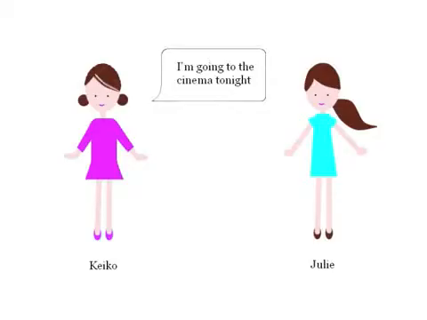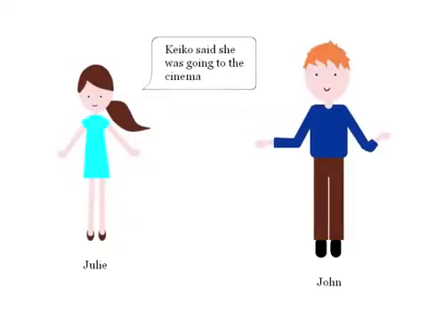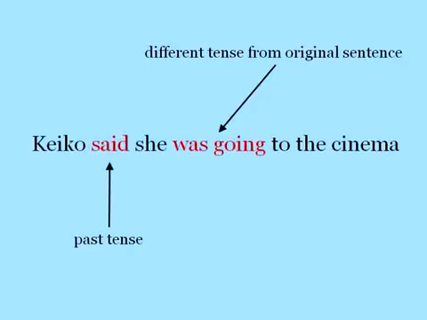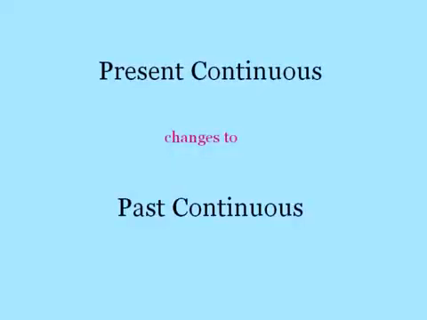Let's look again at the original sentence. I'm going to the cinema tonight. Keiko uses the present continuous. Julie tells John, Keiko said she was going to the cinema. Julie uses the verb said in the past tense. So, in the reported speech, there is a change of tense. Usually, the tense goes back in time. This is called backshifting.